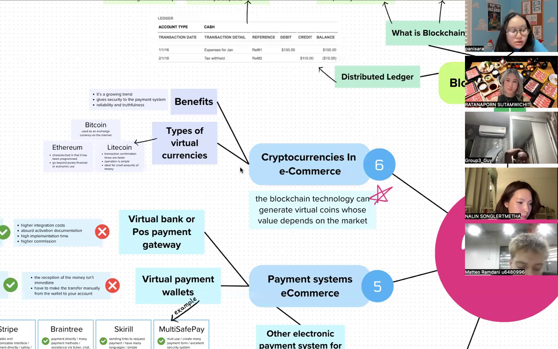The last one is Litecoin. Transaction confirmation times are faster than others. Operation is simple and it's ideal for small amounts of money.